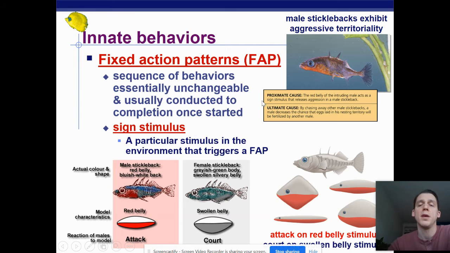So here we see a proximate cause and an ultimate cause. The red belly of the intruding male acts as a sign stimulus that releases aggression. That's the proximate cause, seeing the red. The ultimate cause: by chasing away other males, the male decreases the chance that the eggs laid in his nesting territory will be fertilized by another male. So that's how it leads to reproductive success.